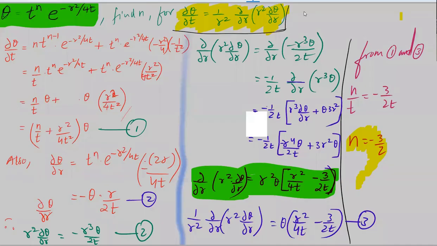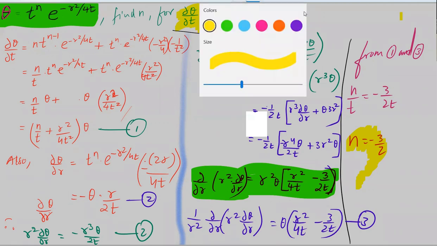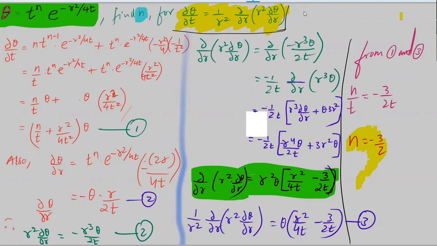So we have a question here. Theta equals t to the power n into e to the power minus r square upon 4t. We have to get the value of n here. We have to find n for d theta by dt equals 1 upon r squared d by dr into r squared ∂theta by ∂r.